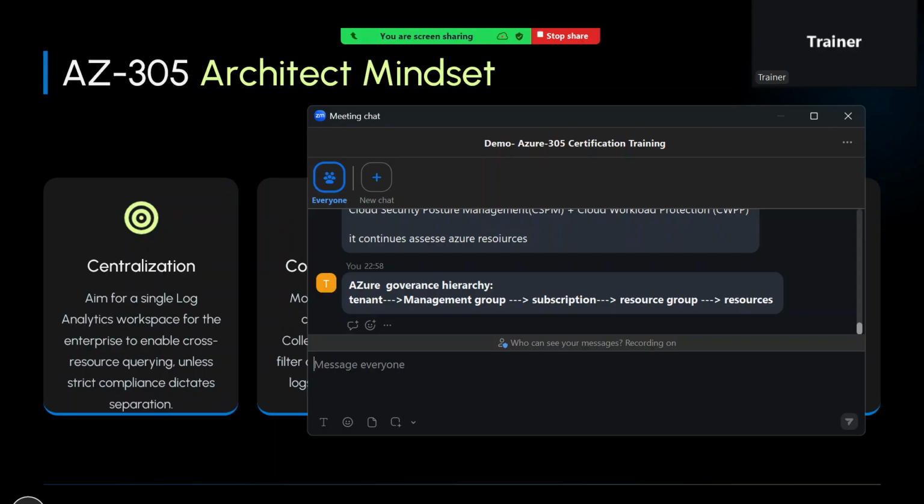Before taking the AZ-305 certification, revise these high-value comparison topics: Azure Monitor versus Azure Application Insights, Azure Policy versus RBAC, Azure Backup versus Azure Site Recovery, availability sets, availability zones, Load Balancer, and Front Door.